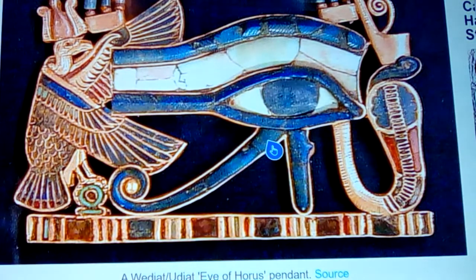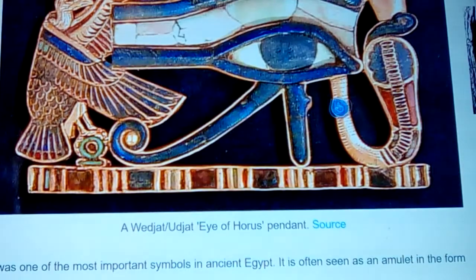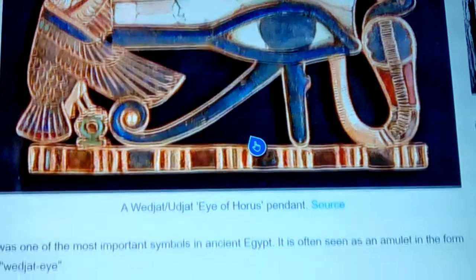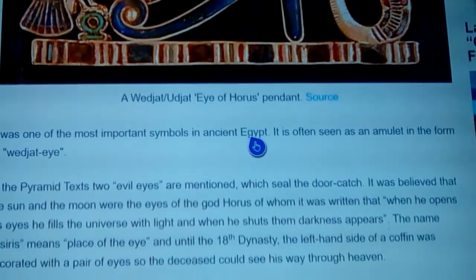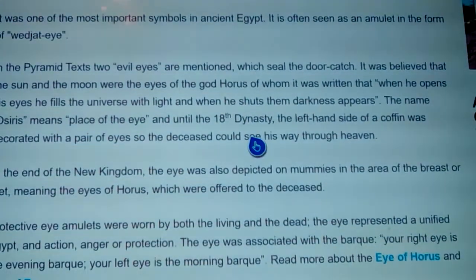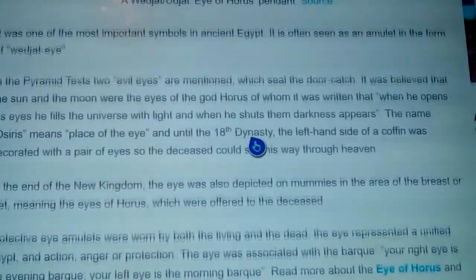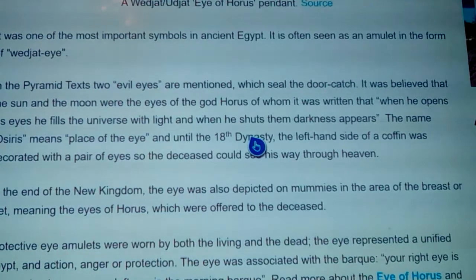And so let's continue. The uraeus also comes important here. Wadjet eyes, though. One of the most important symbols in ancient Egypt is often seen as an amulet in the form of the Wadjet eye. In the pyramid texts, 2 evil eyes are mentioned, and if you look up the evil eye, they still have them to this day. They're like a blue marble, if you will, or flattened marbles, and they put them on amulets and things and earrings and stuff.